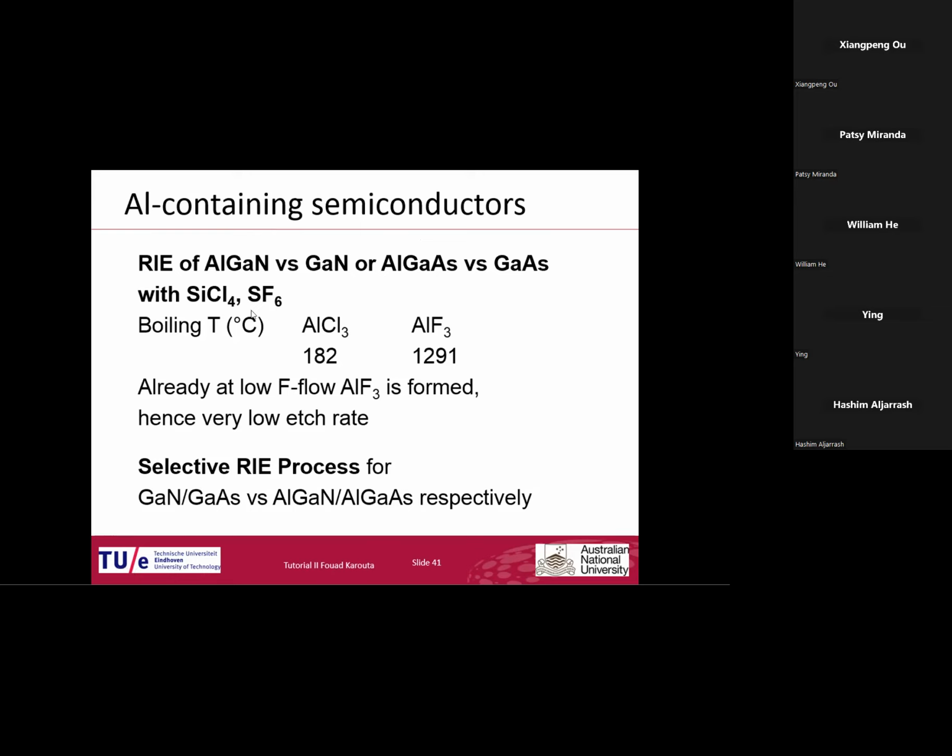When you are etching aluminum containing semiconductor, adding SF6 doesn't help because aluminum trifluoride is very non-volatile. And basically when you are doing a process, you immediately get aluminum trifluoride. And that's why when you add SF6, you can use it to do selective reactive ion etching. For example, if you want to etch gallium arsenide and stop at aluminum gallium arsenide, you can add SF6. And in the process, you have better control of stopping at the right time.